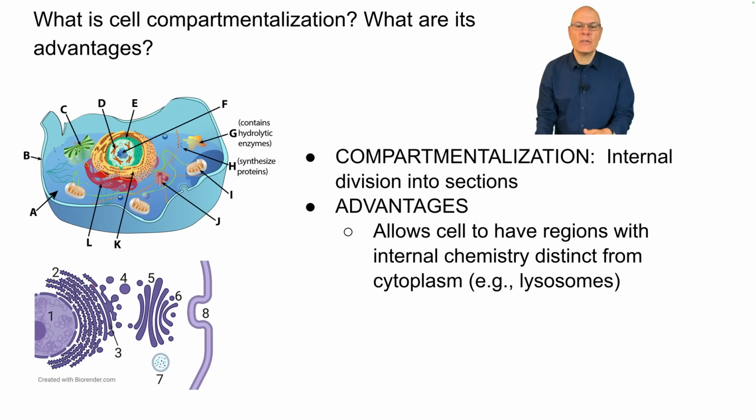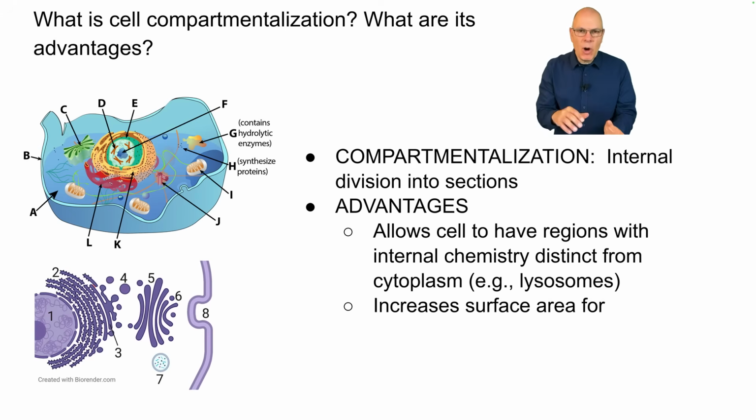What are the advantages? The first is that it allows a cell to have regions with an internal chemistry that are distinct from the cytoplasm. A great example of that is the lysosome, shown at G over here and number 7 over here. Lysosomes contain hydrolytic enzymes. Those are enzymes that break things down. Those can't be released into the cytoplasm, or they would break down the cytoplasm. So they are compartmentalized. They're kept in a membrane-bound space.